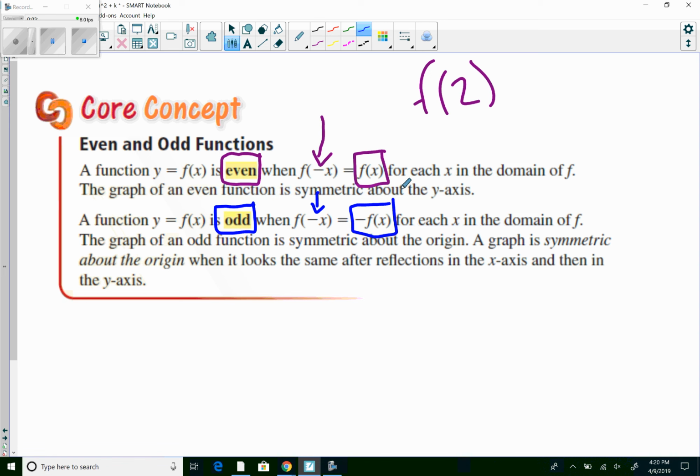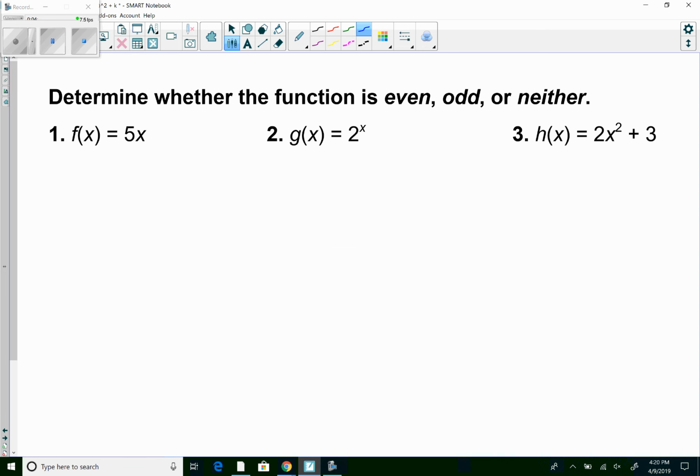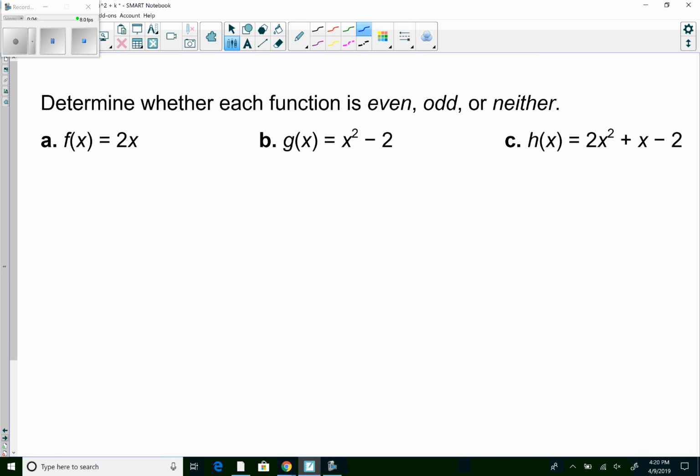Okay? So if we read this here, a graph is symmetric about the origin when it looks the same after the reflections in the x-axis and then in the y-axis. Okay? And now, maybe that doesn't mean anything to you, and I get it. It's a lot of words. Show me the math, show me the numbers, show me the examples. So, let's do an example. Determine whether each function is even, odd, or neither.